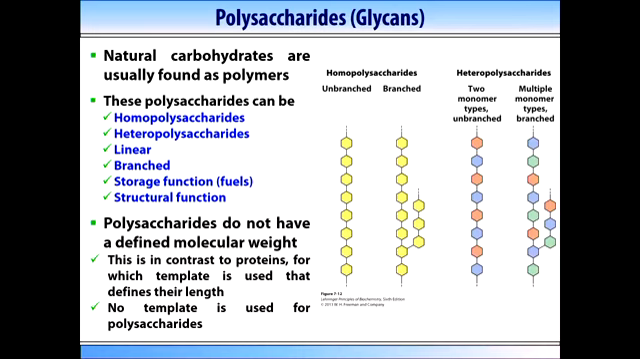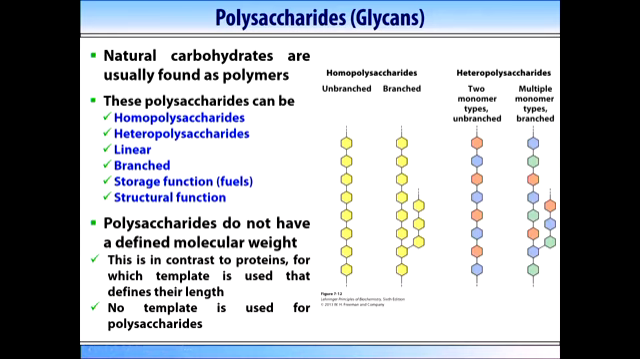All right, let's now talk about the polysaccharides. As is clear from the name, polysaccharides are multiple, just like proteins and amino acids, right? So they're just polymers of simple sugars, natural carbohydrates that are found as polymers. Polysaccharides can be homo- or heteropolysaccharides, depending on what sugar units they're made of. If they're made of the same sugar units, then obviously they would be homopolysaccharides. If of different ones, then heteropolysaccharides.